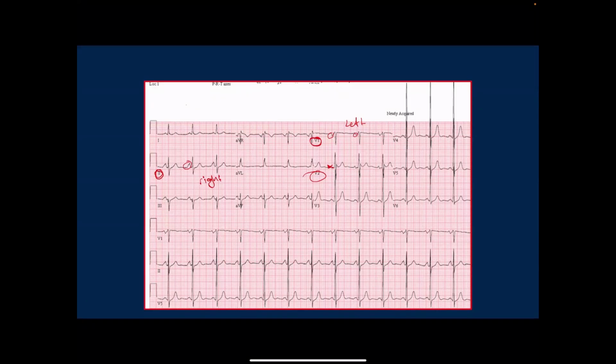Why? It's because there's the M or P mitrale, the notch in lead 2, but in lead V1, we see that there's a dip in the P wave down. This is a sign for both right and left. Okay.